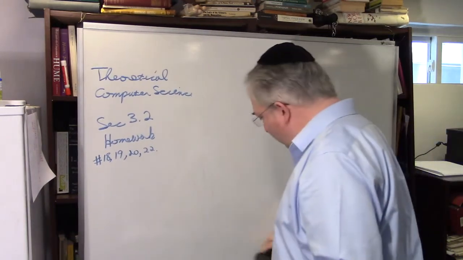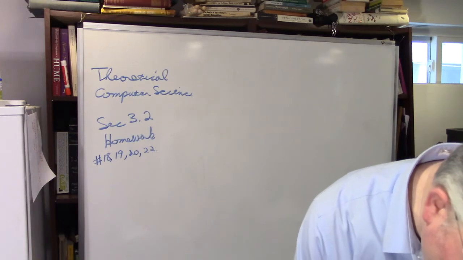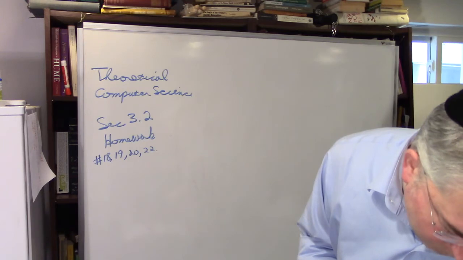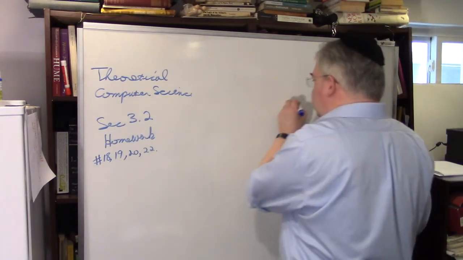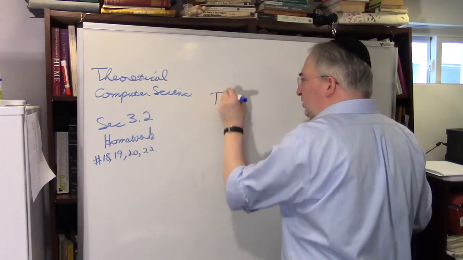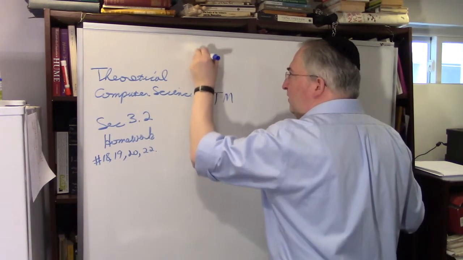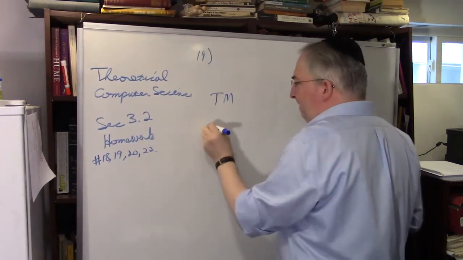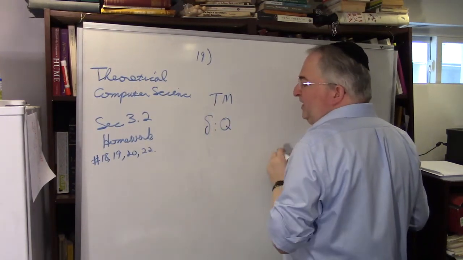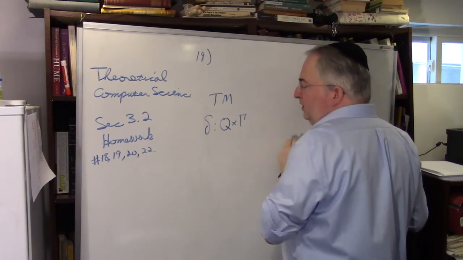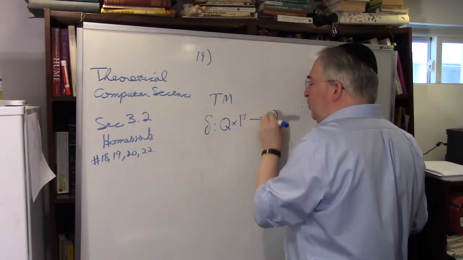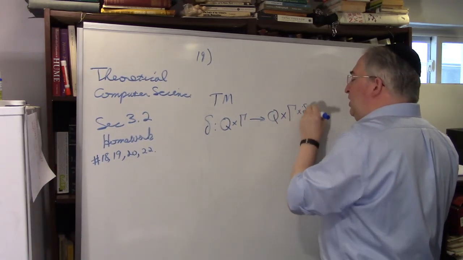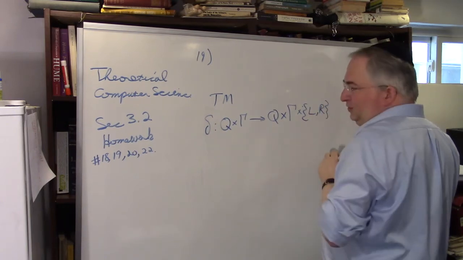Okay, let's do 19. A Turing machine with left reset. Let me just tell you what that's about. So, the regular Turing machine is as follows. It says, tell me what state you're looking at, tell me what symbol you're looking at, I'll tell you where to go, and I'll tell you what to write, and I'll also tell you left or right, to move to the left or to the right.